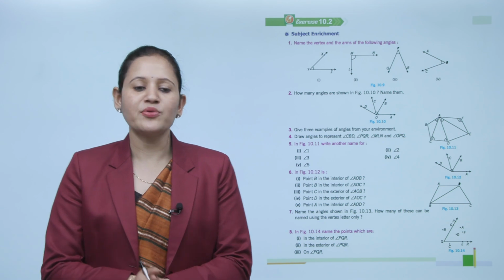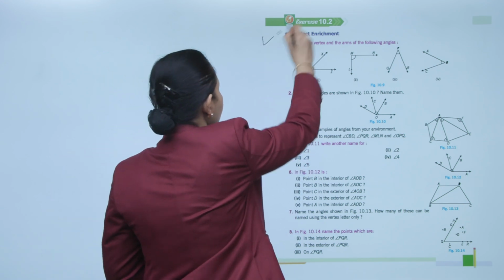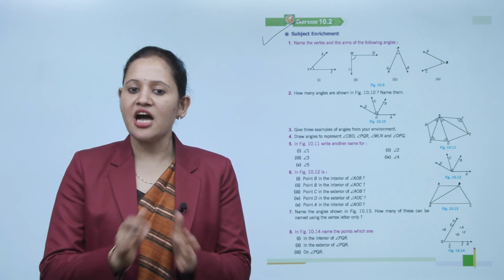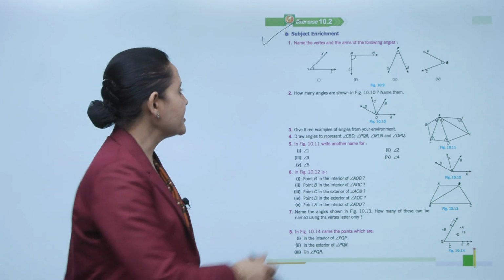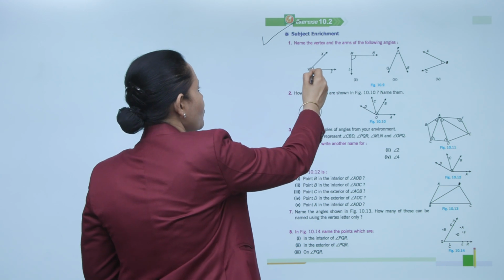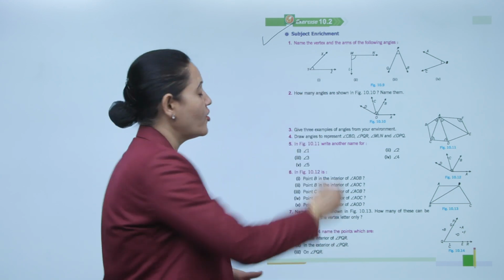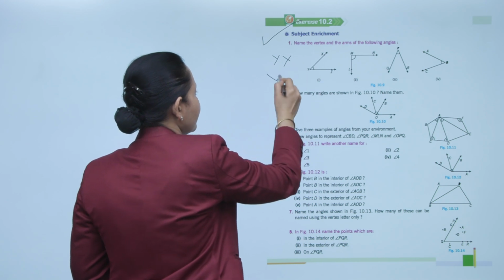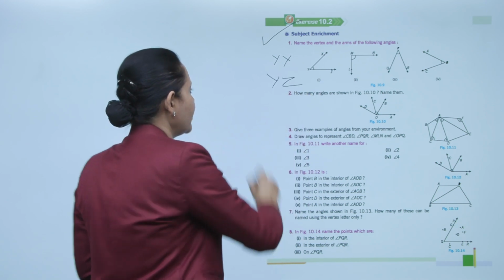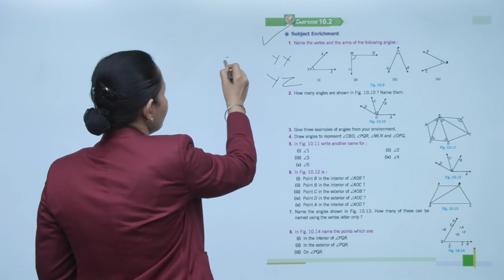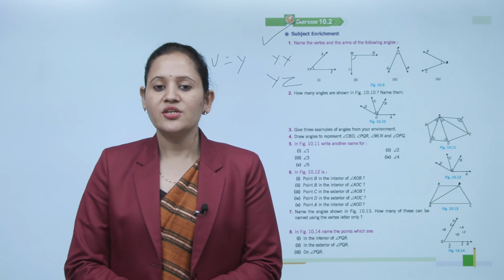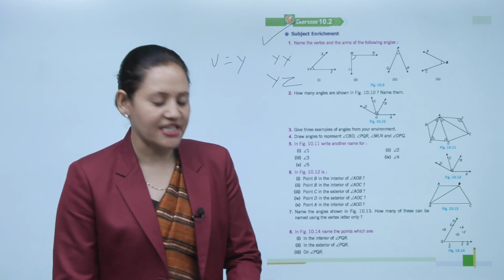Next is exercise 10.2. Subject enrichment. Name the vertex and the arms of the following angles. In this angle, the vertex is Y and the arms are YX and YZ, and the vertex is Y. Clear? So practice all the questions of this exercise.